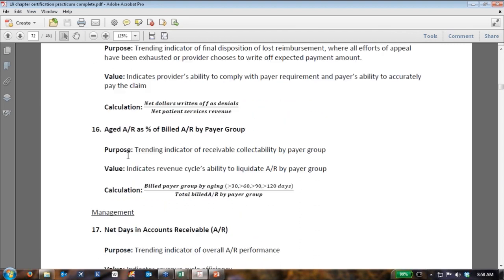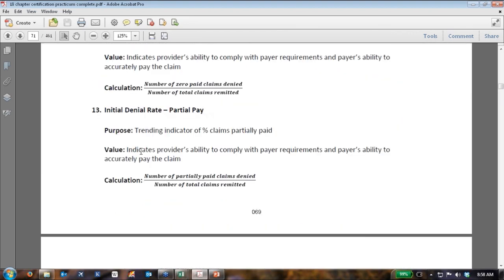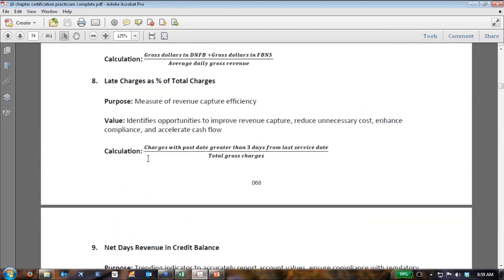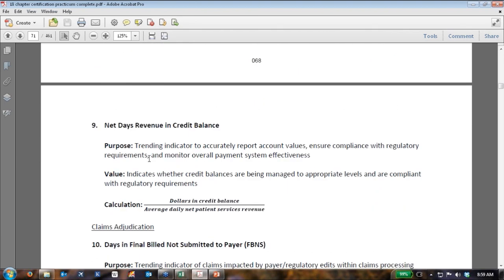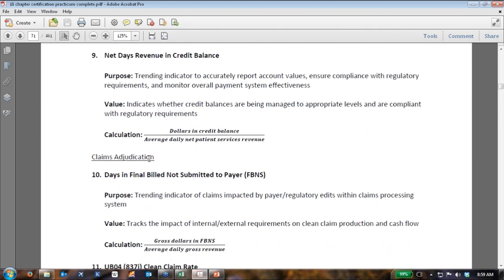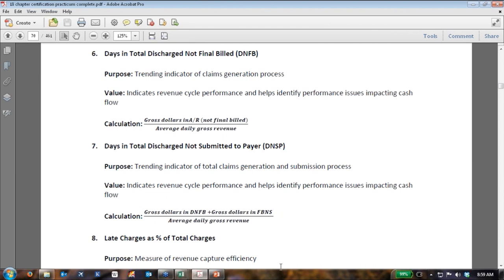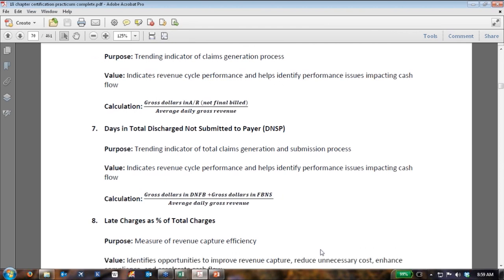Now, just to give you a little bit of an inkling as to what things people measure, there is something called final days, final billed, not submitted to payer. Actually, that's not the one I wanted to show you first. I want to show you number 7. Okay, days in total discharge not submitted to payer.